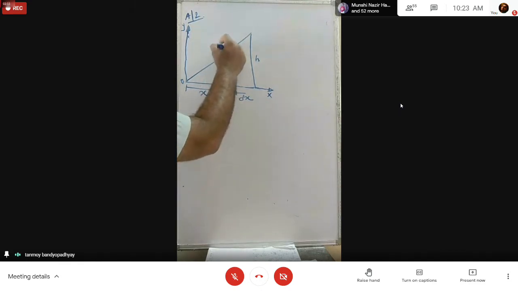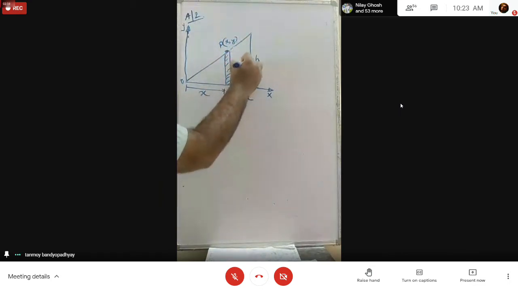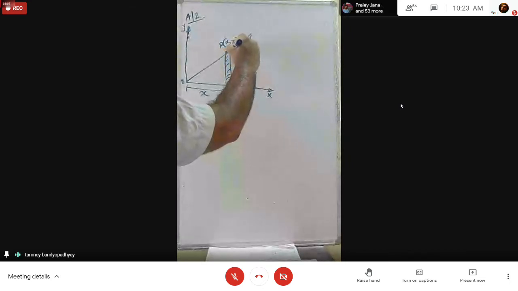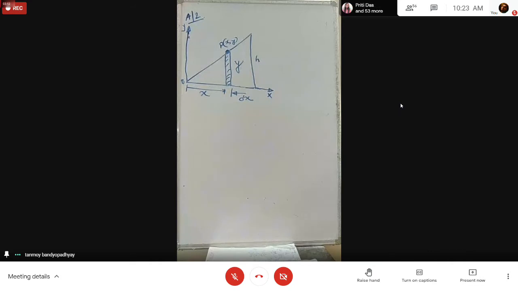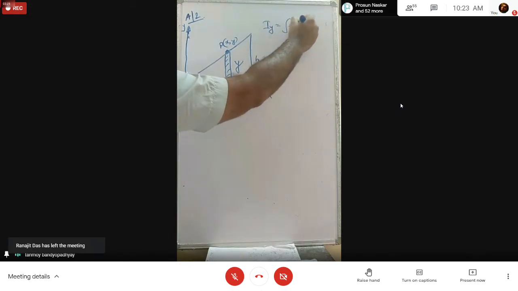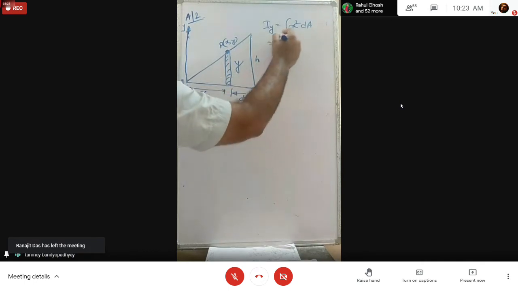We consider a point P(x, y) lying on the curve at the extremity of the vertical strip, at a distance of small x at one extremity of the elemental strip. So what will be Iy? We are supposed to calculate Iy. That should be equal to the integration of x square into dA.